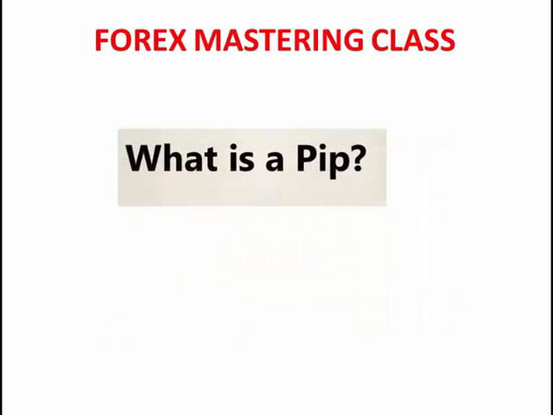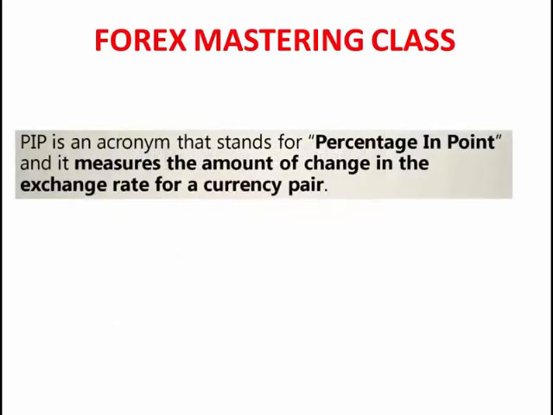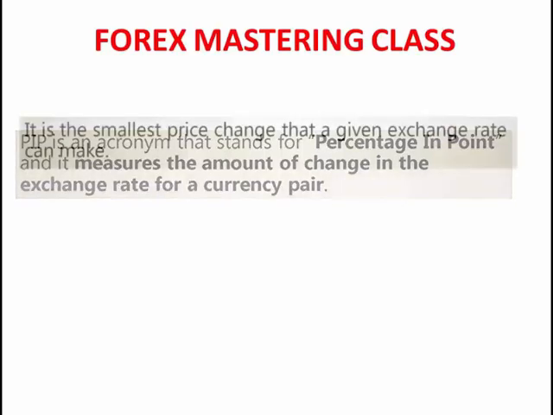What is a pip? PIP is an acronym that stands for percentage in points, and it measures the amount of change in exchange rate for a currency pair. In forex, the major thing everybody is chasing is what we call pips. The more pips you have, the more money you make. The downward and upward movement of the currency pair in the market is what we call pips, and the amount of pips you make is what is converted to the money you now have.